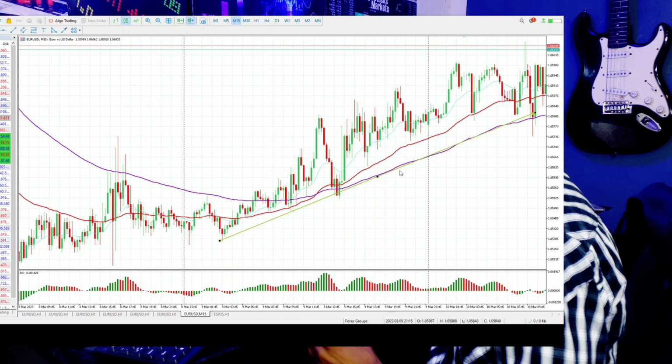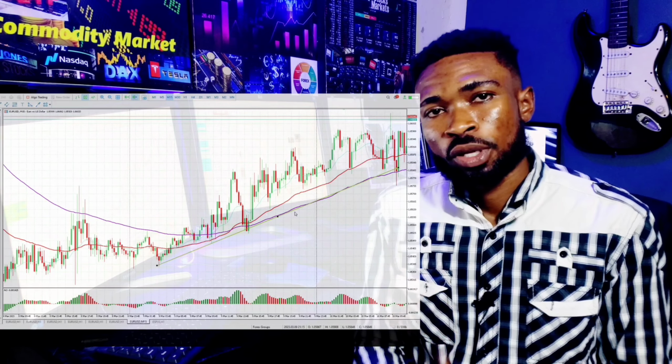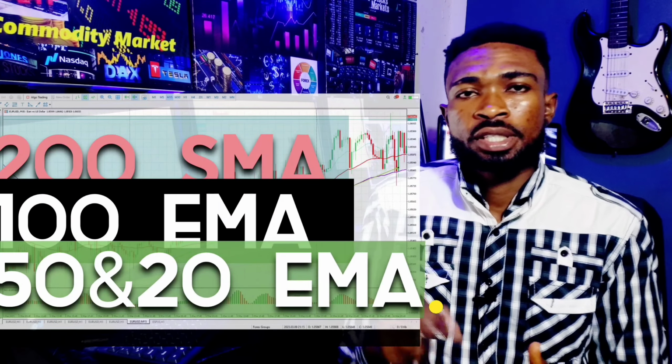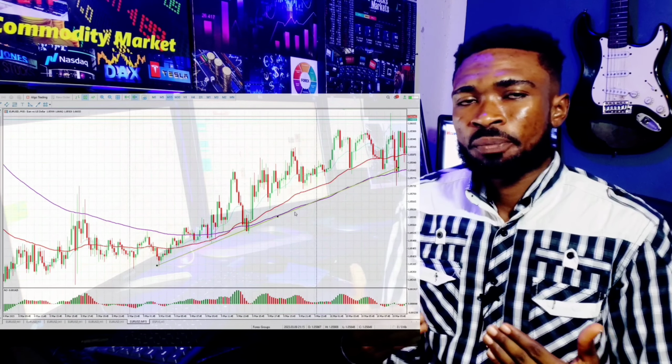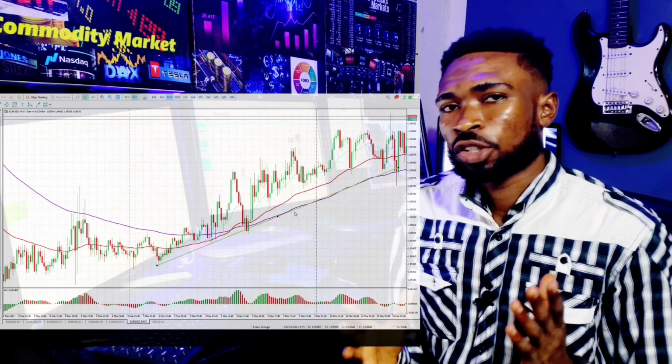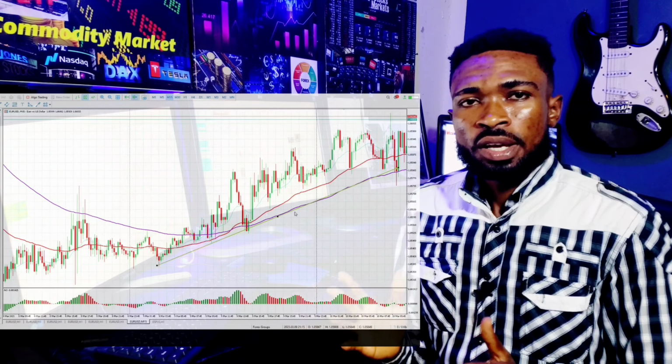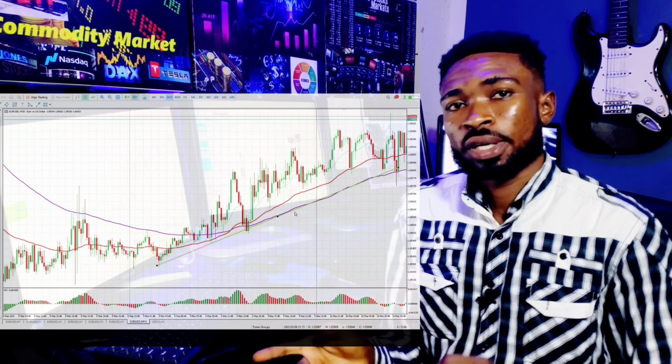These are my moving averages. The moving averages I always use are 200, 100, 50, and 20. You can also customize your own, okay? I just like using moving averages because they tell me the direction of the trend, okay? They just tell me the direction of the trend. They don't tell me when to buy or when to sell. They just tell me the direction of the trend because I'm not a fan of trend lines, okay?